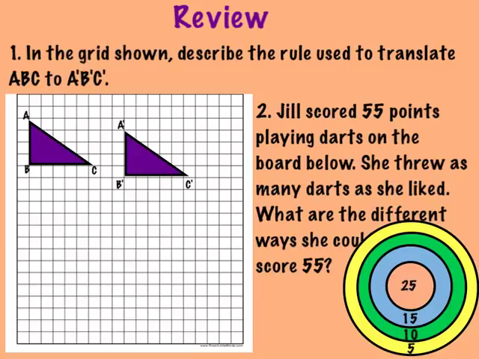And that's it, we're done. So here is your review for the day. In the grid shown, describe the rule used to translate triangle ABC to triangle A prime, B prime, C prime. And last, Jill scored 55 points playing darts on the board below. She threw as many darts as she liked, and what are the different ways she could score 55 points? So she could throw as many darts as she wanted to. What are all the different ways she could make 55 out of those numbers?